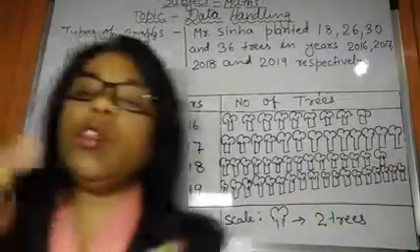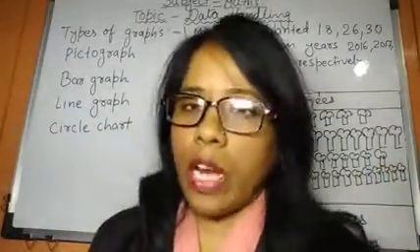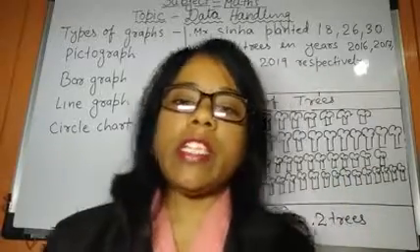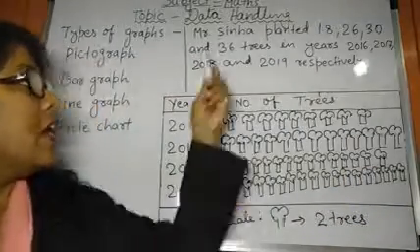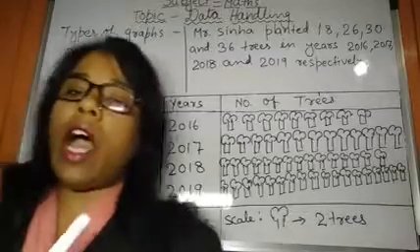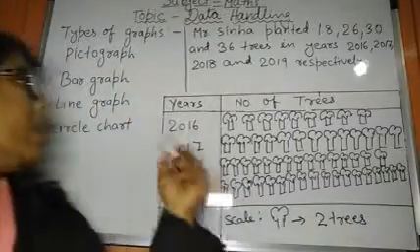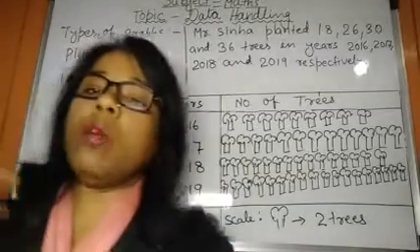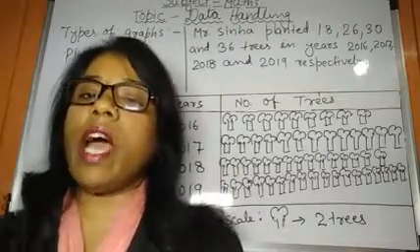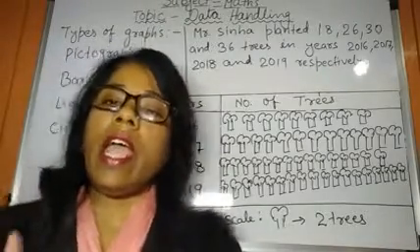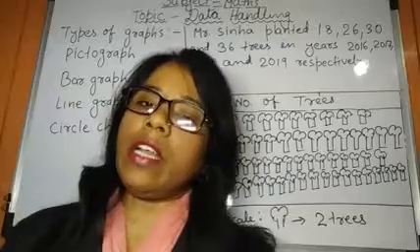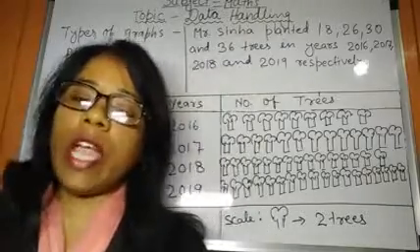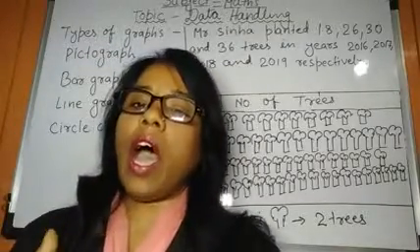By this way you can draw a pictograph, and it is very easy to understand how many trees Mr. Sinha planted in 2016, how many in 2017, how many in 2018 and how many in 2019. So by this way you can use a pictograph and draw it.